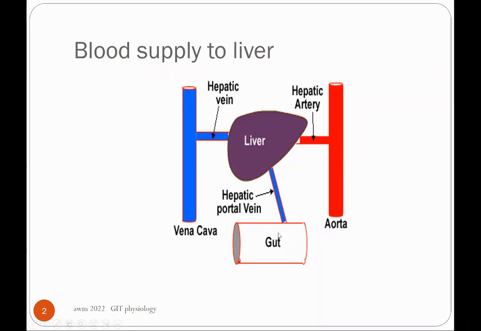And when you've had a heavy meal, when you've eaten and your stomach is full, then the blood flow from the hepatic portal vein is going to increase.